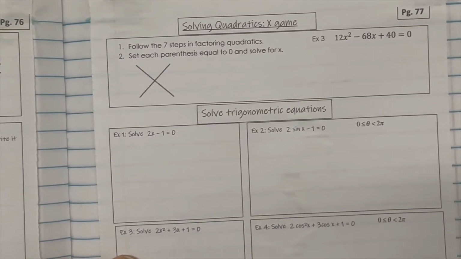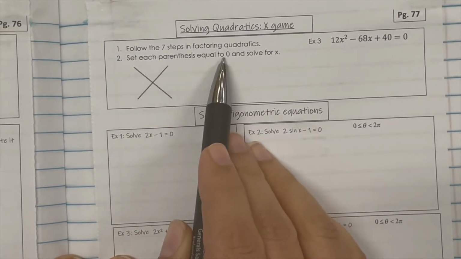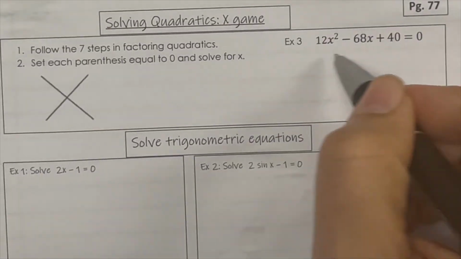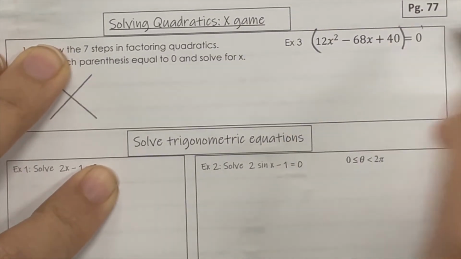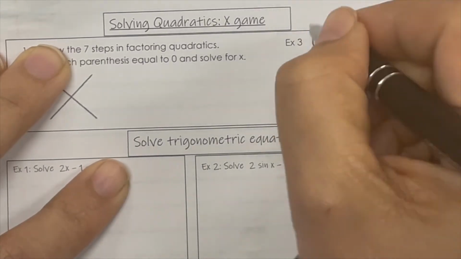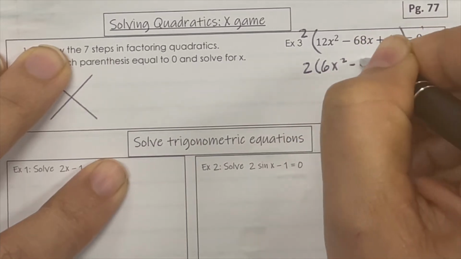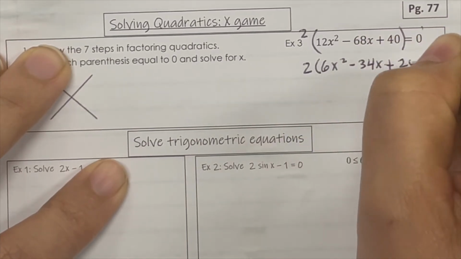Now we're going to take a look at solving. Solving is the same thing as factoring, only you set each parenthesis equal to 0. So again, the same process. Take out the GCF. I know these are all even numbers, so I'm going to take out 2. When I take out 2, what is left inside? 12 divided by 2 is 6, 68 divided by 2 is 34, 40 divided by 2 is 20.